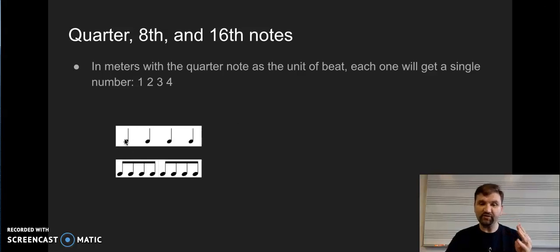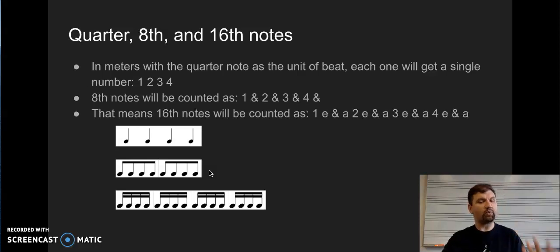If we take each of those quarters and we split them into two equal pieces, we'll get eighth notes. 1 and for the first beat, 2 and for the second beat, 3 and for the third beat, and 4 and for the fourth beat. So 1, 2, 3, 4 becomes 1 and 2 and 3 and 4 and. So twice as many in each beat.